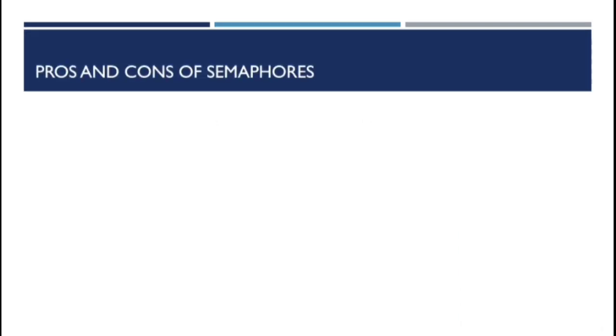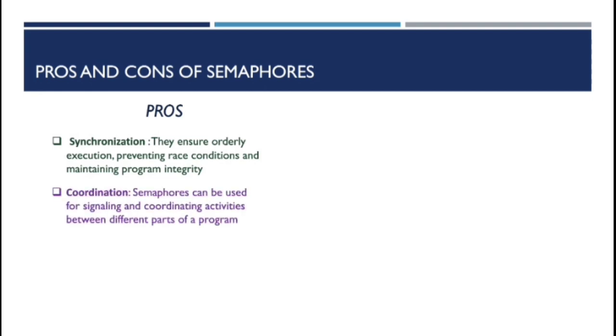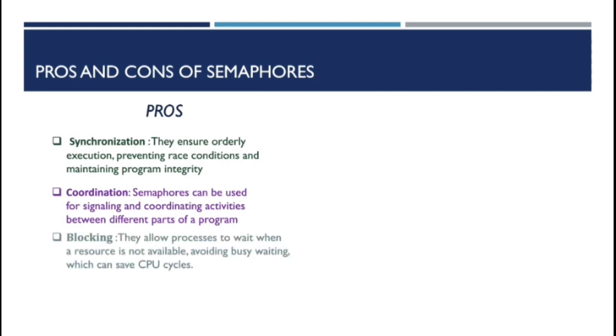Now let's see the advantages of using semaphores. Mainly, semaphores are used for synchronization. They ensure orderly execution of a program, they prevent race conditions and maintain program integrity. Another advantage of using semaphores is coordination. Semaphores are like signals that different parts of a program can use to work together and stay organized. So semaphores can be used for signaling.